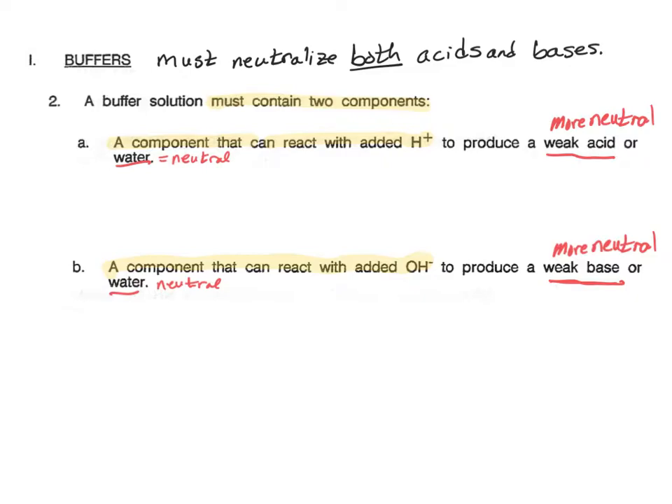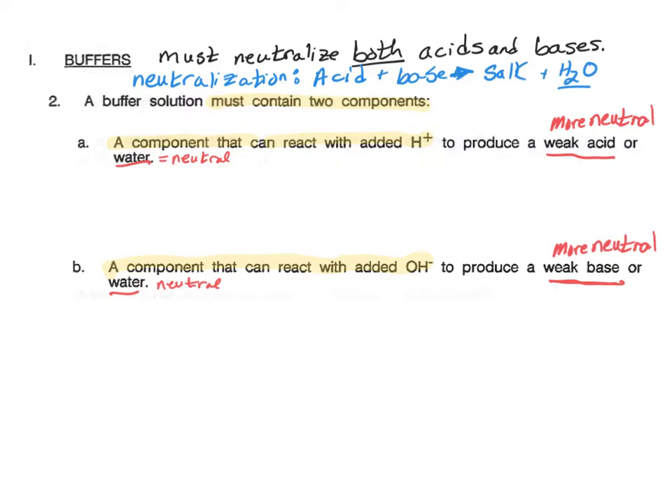So we already know that in neutralization reactions, when acids and bases react, they produce water. So that means if I have acid, if I add base to it, I'll get water. So I know one of the two components could be something like that. Or if I have base and I add acid to it, of course I'll get water. But what will be something that would produce a weak acid or a weak base?